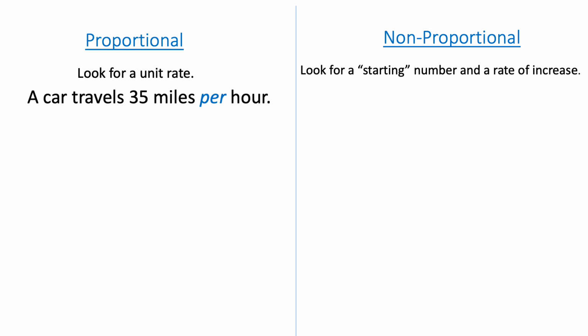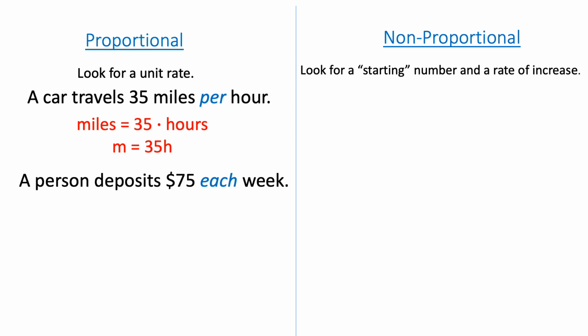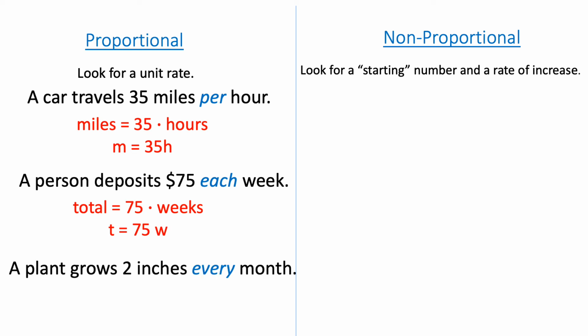If we're looking at word situations, we look for a unit rate. A car travels 35 miles per hour. This is just written as miles equals 35 times hours. A person deposits $75 each week. Total equals 75 times weeks. T equals 75W. This could also be y equals 75x, but in this case y would be total and x would be weeks. A plant grows 2 inches every month. Growth equals 2 times the number of months.